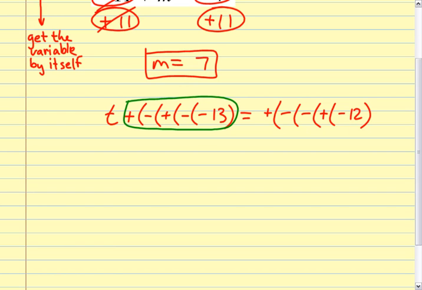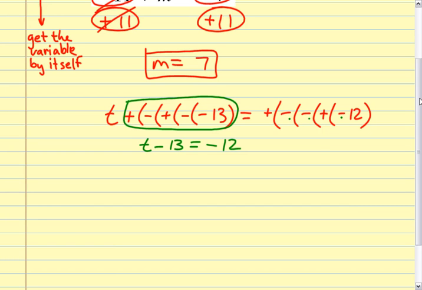Should that be T plus 13 or T minus 13? What do you think, Christina? How many negatives are there in front of the 13? 3. There are 3. Is that an odd or an even number? And what does odd mean? So it should be T minus 13 is equal to, what should that number on the other side be? Harry? Negative 12, because I have 3 negatives on that side.